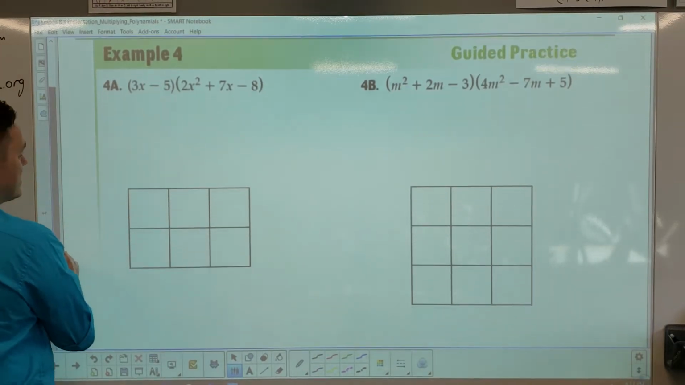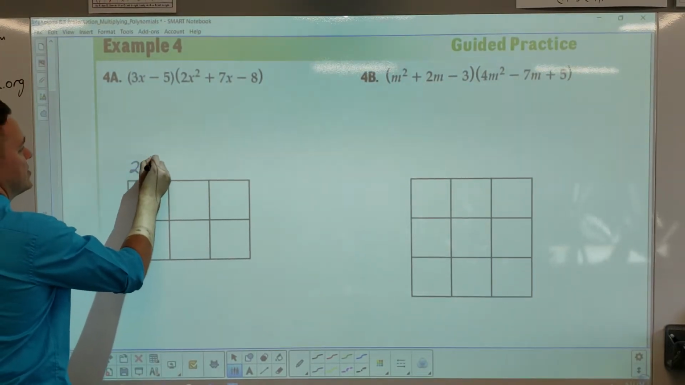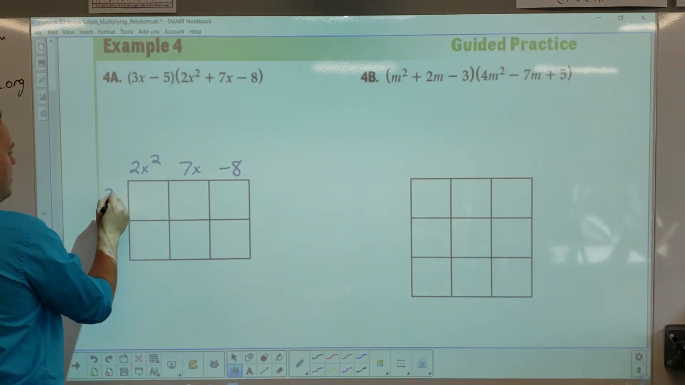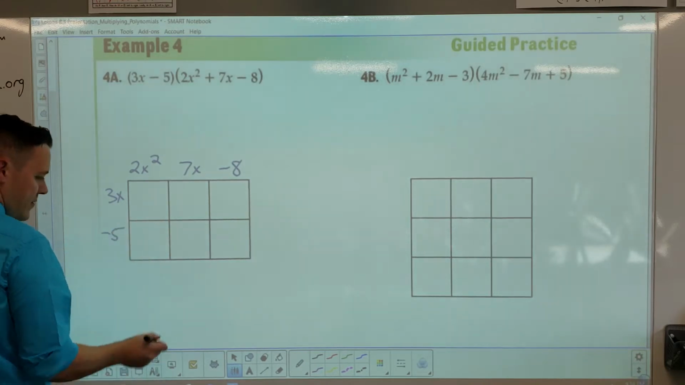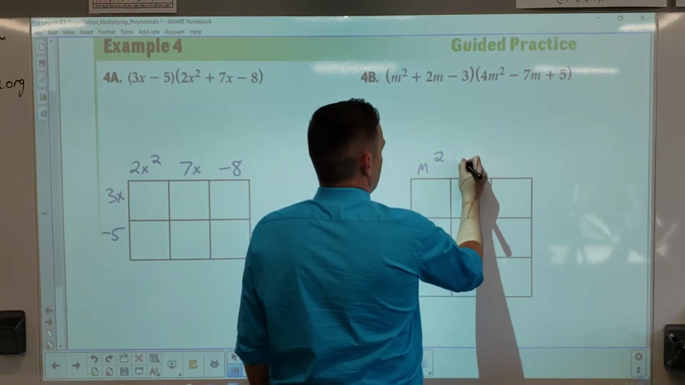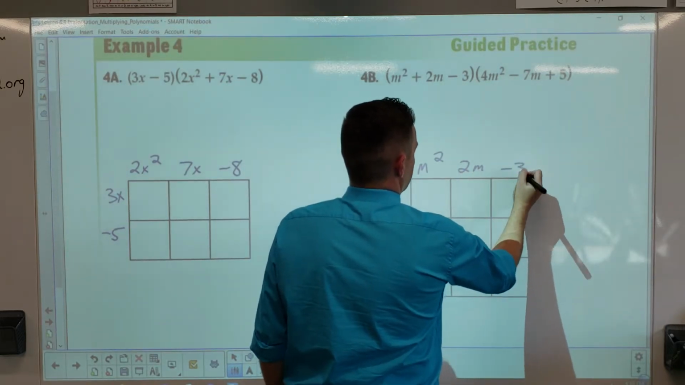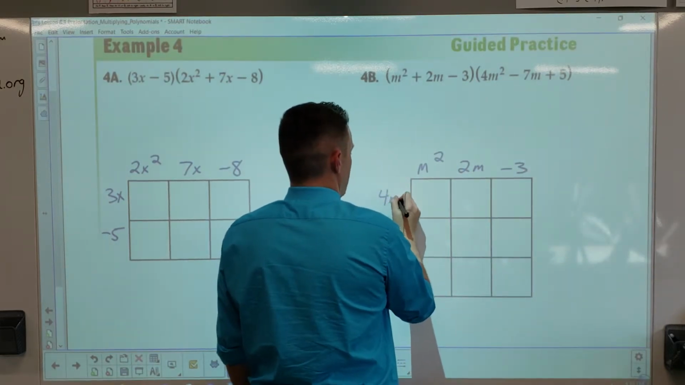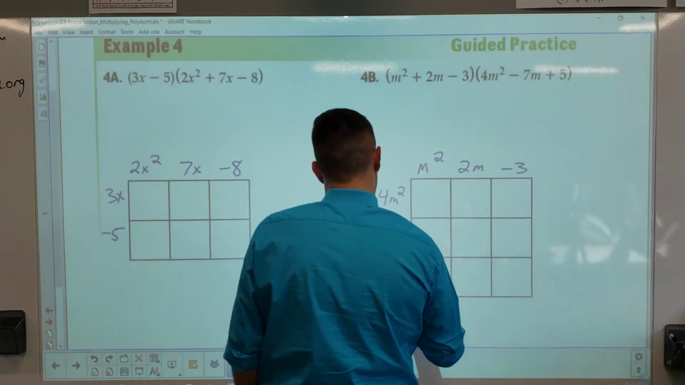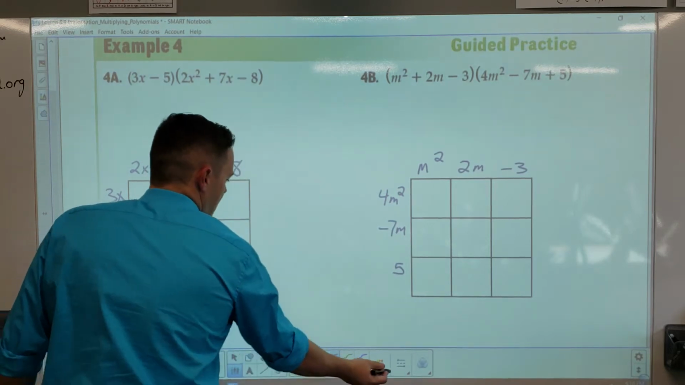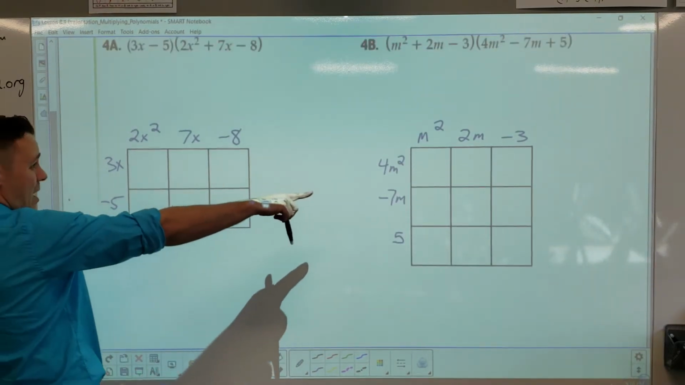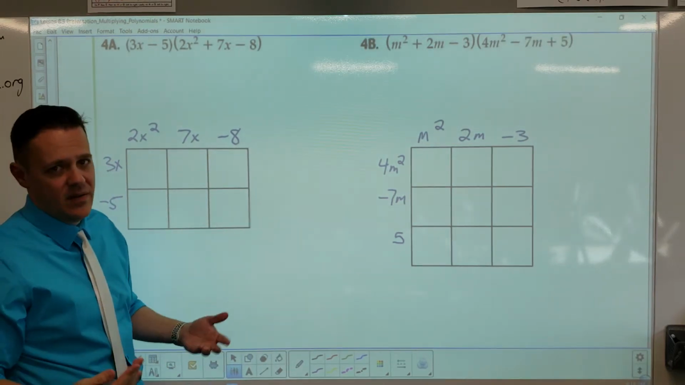All right, so let's fill in these boxes real quick. 2x squared, 7x minus 8, 3x minus 5. We go m squared, 2m minus 3. It's going to be 4m squared minus 7m plus 5. Okay, so it's up to you about what you want to do and how you want to do it, guys. It doesn't actually matter which way it goes on that one. This one, it kind of does because of how I laid out the boxes.